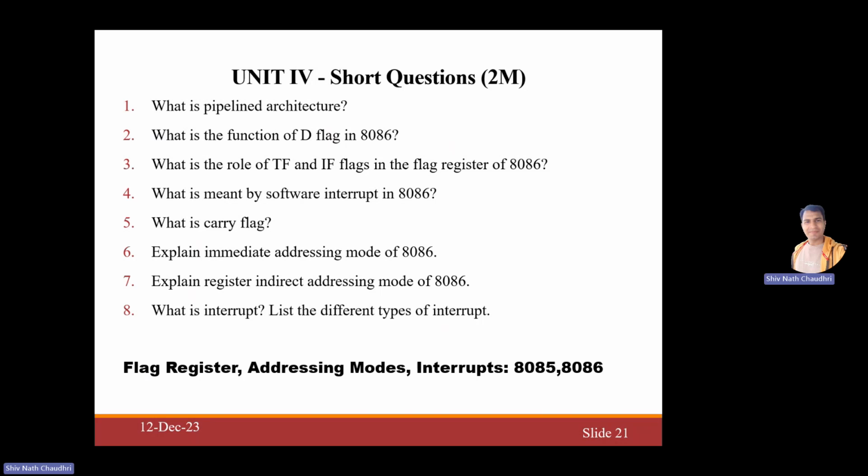The sixth question is to explain the immediate addressing mode of 8086. This is the way: suppose you have 5 addressing modes or 8 addressing modes. If this question asks for 5 marks or 10 marks, you have to explain all the addressing modes. But sometimes only a single addressing mode can be asked for 2 marks, like flags. The seventh question is to explain the register indirect addressing mode of 8086. So in the sixth and seventh, only a single addressing mode is asked to explain. In this case, we have to take one or two instruction examples.